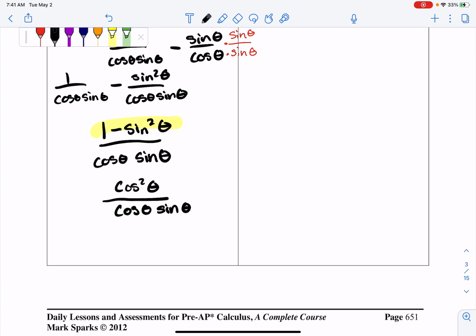Well, cosine and cosine are going to cancel out. So one cosine from the top is going to go away, leaving me with one left on the top and no cosine at the bottom. So what I'm left with is cosine theta over sine theta. But we want this to be a singular trig statement, so we're going to turn that into cotangent theta. And that is our answer.